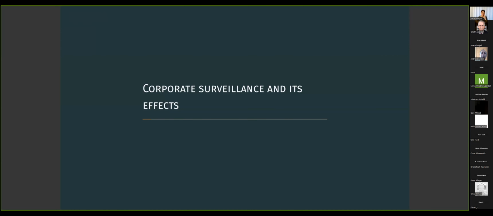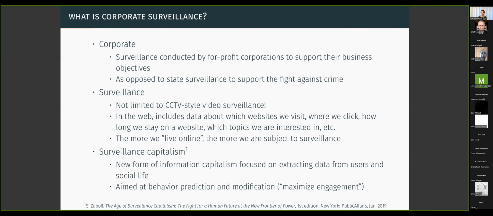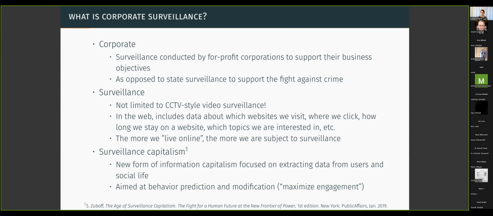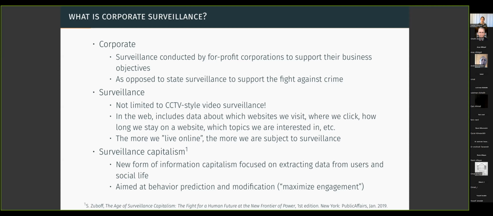So to begin with, let's just look at the word corporate surveillance. Corporate essentially means this is surveillance conducted by for-profit corporations. So it's different from state surveillance that countries might do to fight crime, to fight terrorism. But this is instead surveillance by companies that they do in order to support their business objectives, to earn more money.